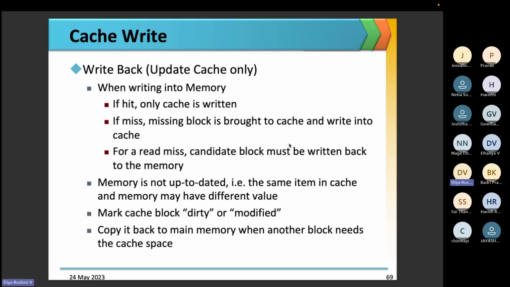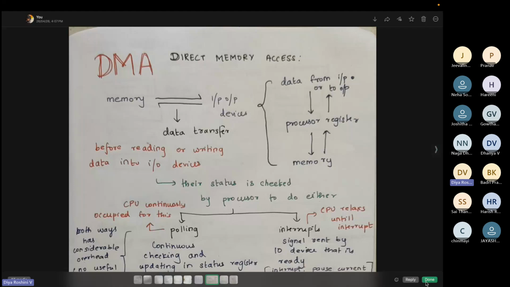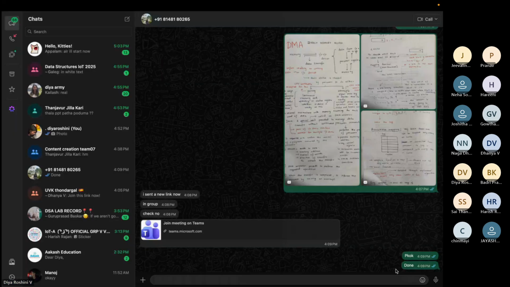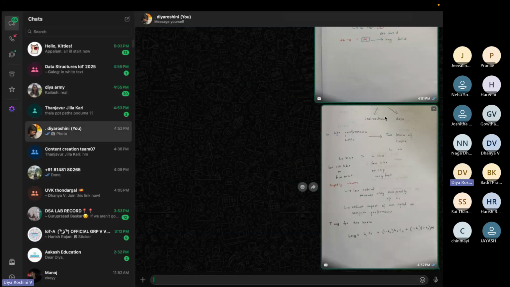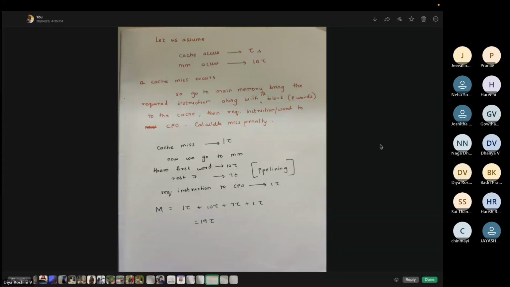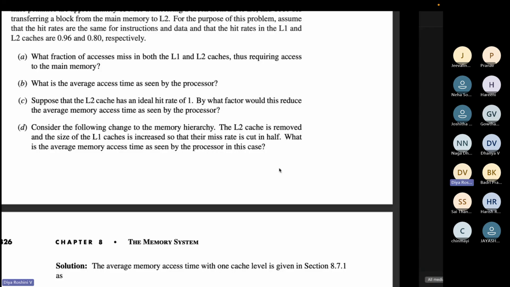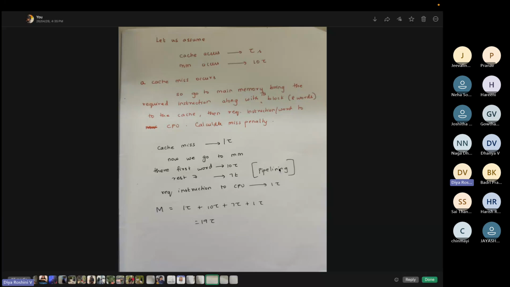We will see one problem regarding cache miss. I'll just show it here. Is this visible, guys? I am really sorry. Can someone unmute, because I cannot come back to the screen? Yeah, it's visible.